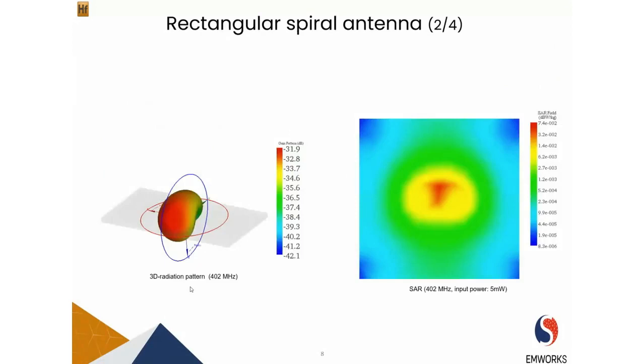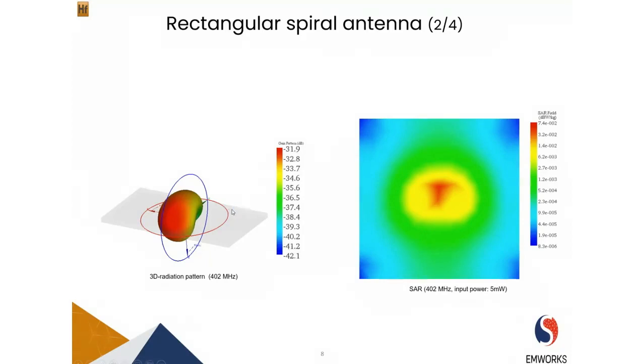SAR is another important parameter to consider when designing antennas. Looking at the SAR distribution on the right, we can see that the maximum SAR value is 0.07, which is below the recommended level of 1.6 watt per kilogram. I just want to mention that this SAR distribution is for an input power of 5 milliwatt.